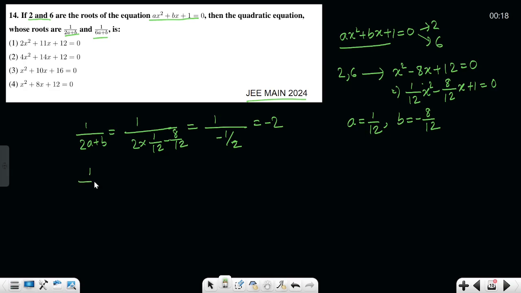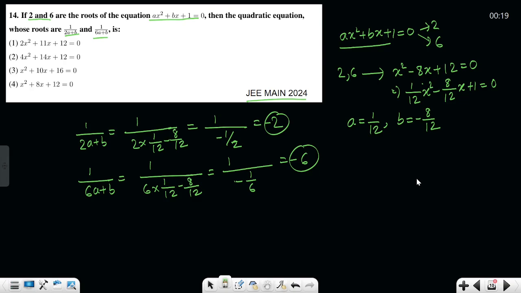Then we will find the value of 1 by (6a plus b), which is 1 by (6 into 1 by 12 minus 8 by 12). Let us find. So we will get 1 upon minus 2 by 12, which you can write as 1 by minus 1 by 6, right? So we will get minus 6. So our two roots here are minus 2 and minus 6.